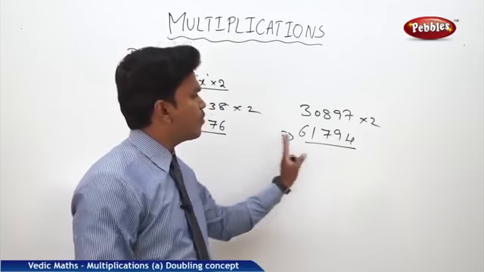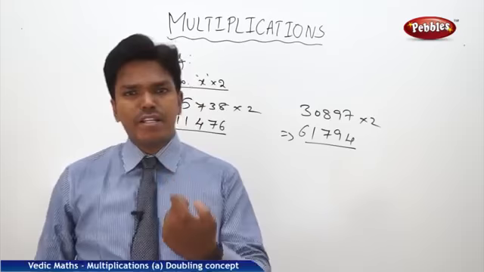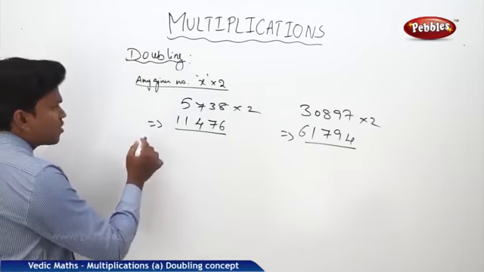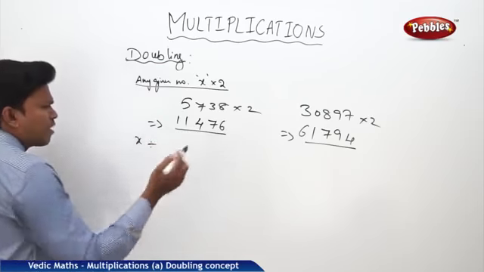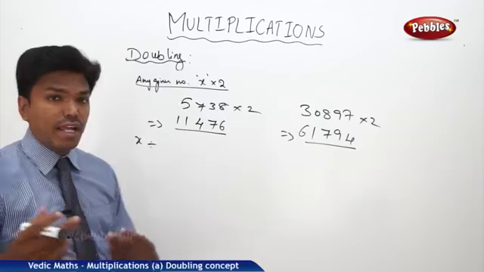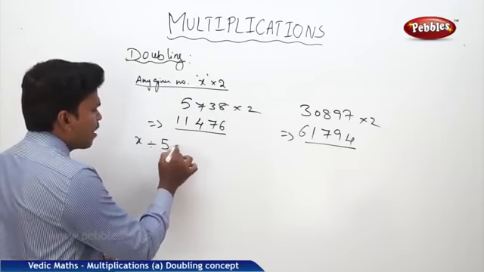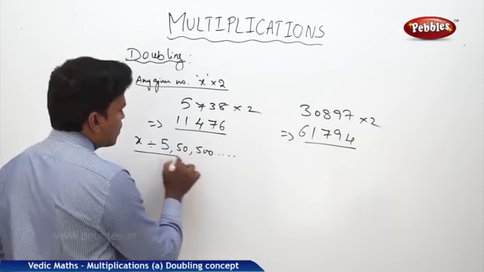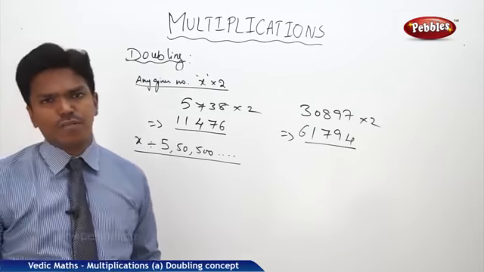So like this we have to use the doubling concept whenever you are multiplying a number by 2. Now the next advantage, the next use is division of x by 5, 50, 500 and so on. x can be any given number.